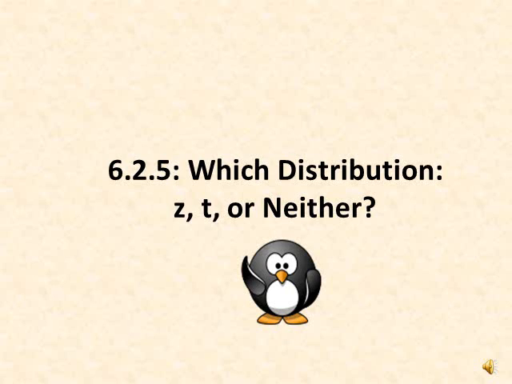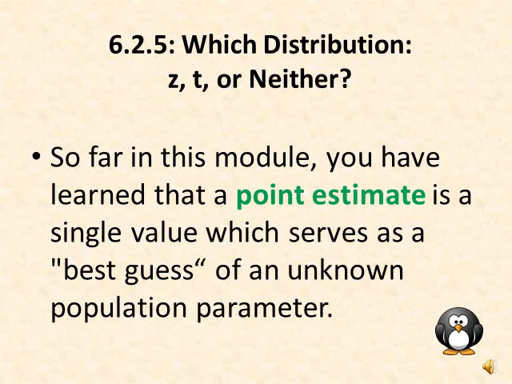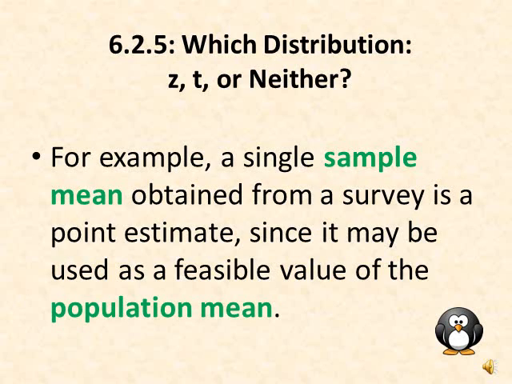Which distribution? Z, T, or neither? So far in this module, you've learned that a point estimate is a single value which serves as a best guess of an unknown population parameter. For example, a single sample mean obtained from a survey is a point estimate, since it may be used as a feasible value of the population mean.